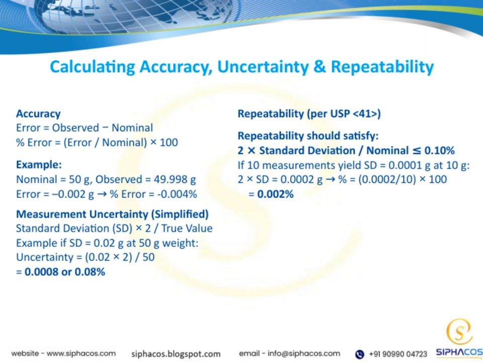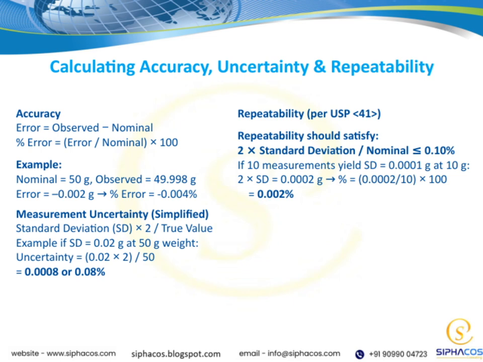When you express that as a percentage of the nominal weight, you divide 0.0002 by 10 grams, then multiply by 100, which results in just 0.002%. That's well within the acceptable range.